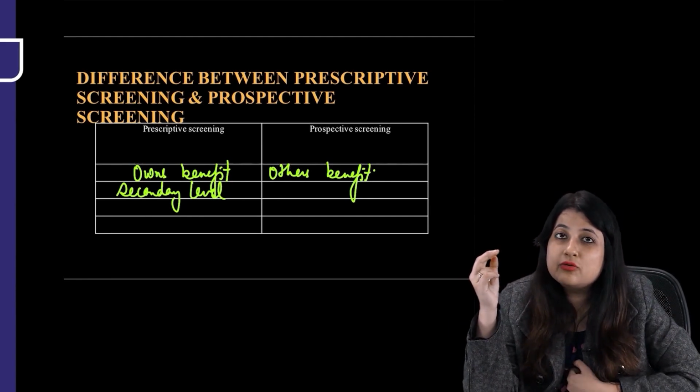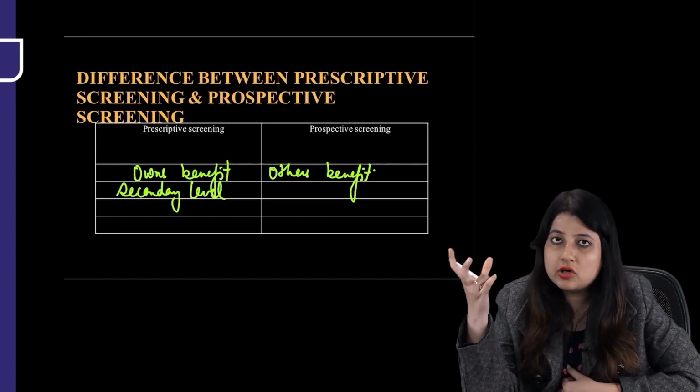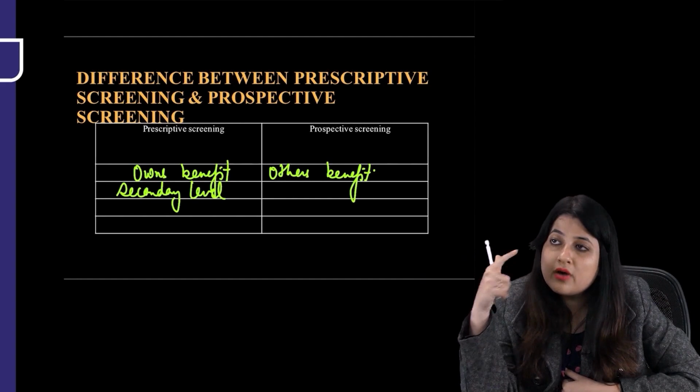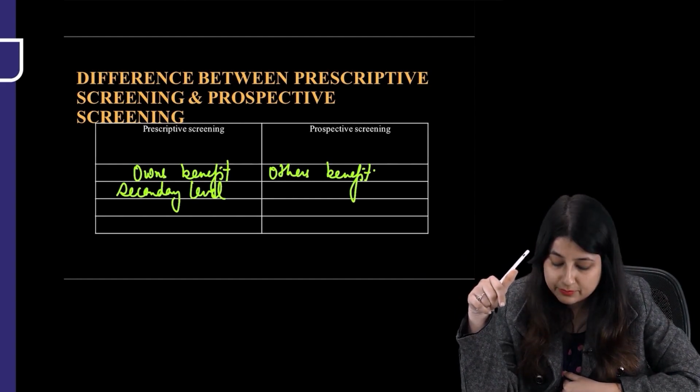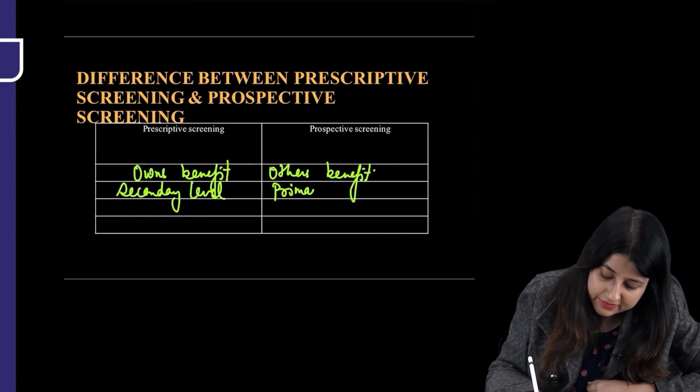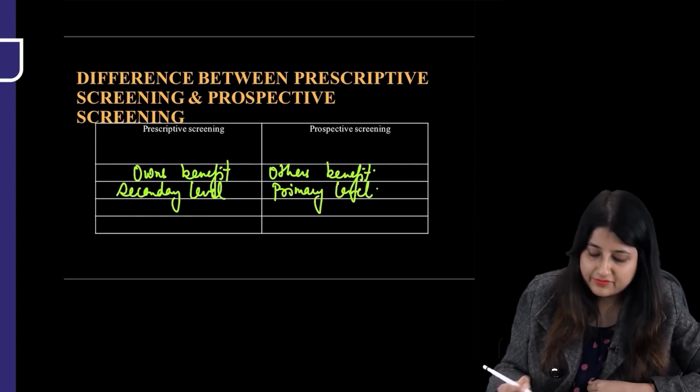But prospective screening is for others' benefit, like we screen all the migrants, or any person who comes with a travel history. For COVID, we were doing this. Was it for that person's benefit? No, it was more for the benefit of the country he was approaching, because he was a risk factor. So prospective screening is primary level of prevention.